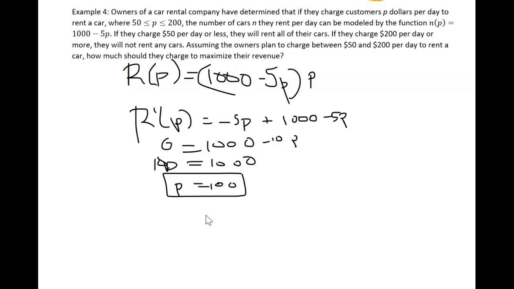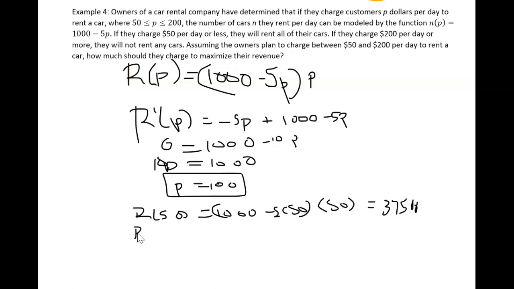And then let's just double check that, because we know that if they charge $50 a day, they'll rent all of their cars. So what is their revenue if they do 50? Revenue for $50 a day is 1,000 minus 5 times 50, times 50. Type that into a calculator, and you get 750 times 50, $37,500 a day.